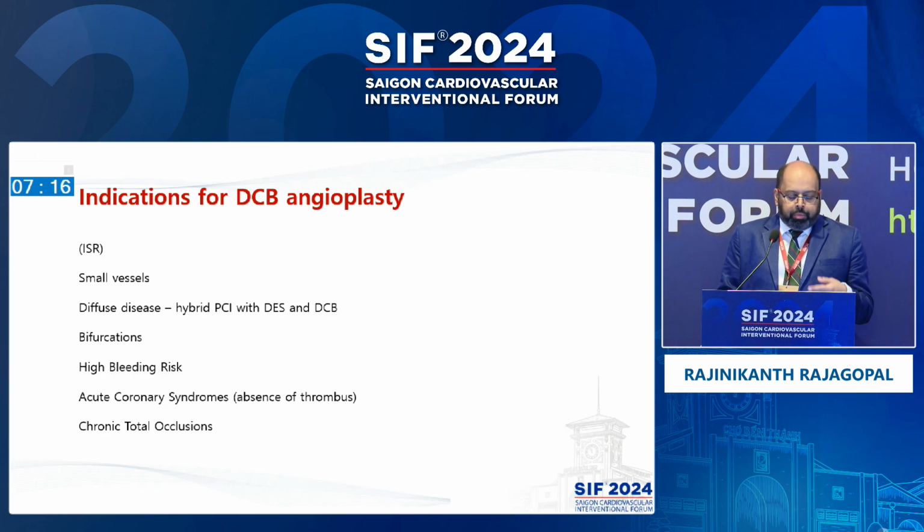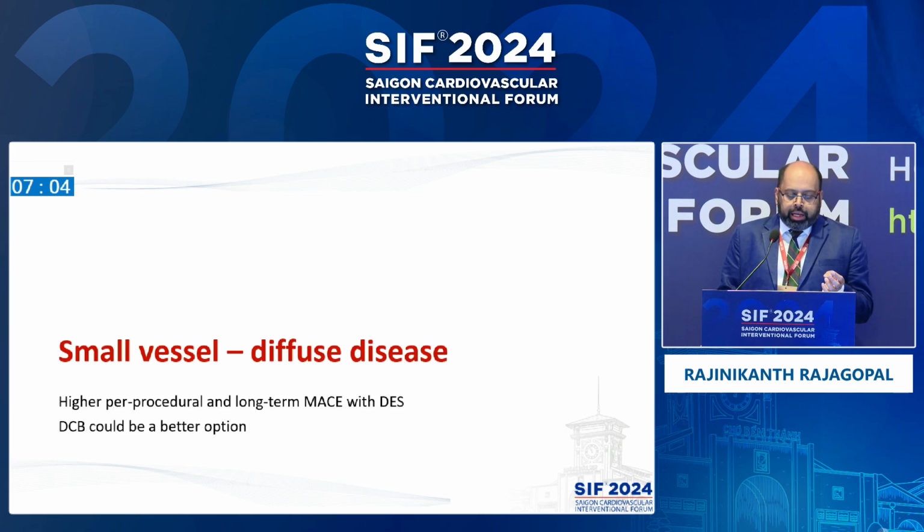So look at a slightly different case. So these are the indications. What we saw earlier was a small vessel, but a discrete lesion. But often you get this in a diffuse disease where you might go for a hybrid PCI with a combination of stent and DCB.